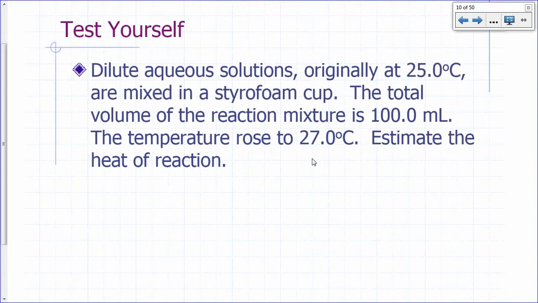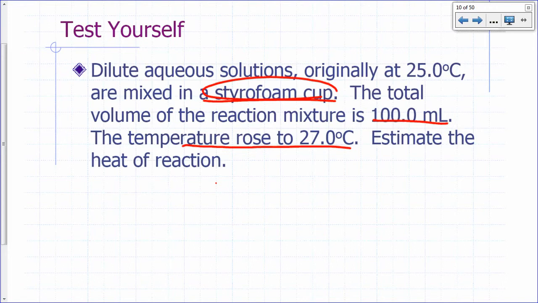So let's look at an example here. You have dilute aqueous solutions originally at 25 degrees. You mix them in a styrofoam cup. So we have this as our approximation for a calorimeter. Okay. The total volume of the reaction mixture is 100 ml. Temperature rose to 27 degrees Celsius. Estimate the heat of reaction.